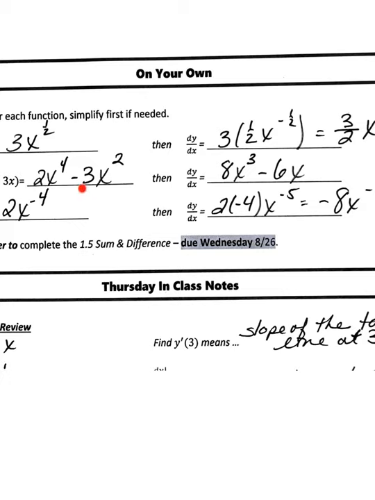Bring the 2 down. 2 times negative 3 is negative 6. X to the 2 minus 1 is 1. Remember, we don't write that 1 there. 2x to the negative 4. Bring the negative 4 down to get negative 8. X to the negative 4 minus 1 is negative 5.